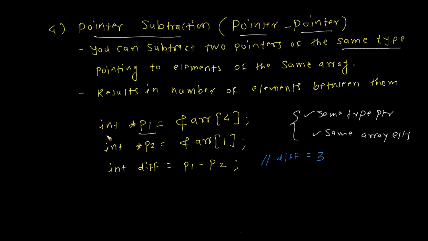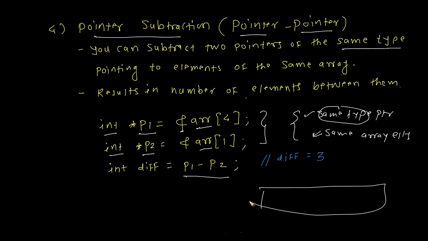Let's say p1 is a pointer of integer type, p2 is a pointer of integer type, same type, right? And we have an array. Let's say arr is the name of the array, and p1 is pointing to the 4th element of the array. It's storing the address of the 4th element of arr, and p2 is pointing to the first element of the same array. So the second condition is met. In that case, I can say p1 minus p2, and the result is the number of elements in between them, right?